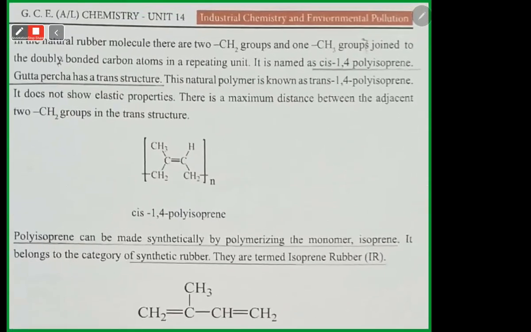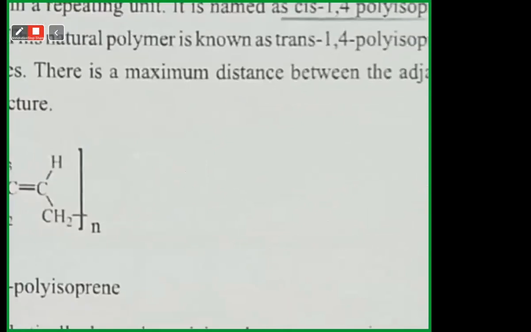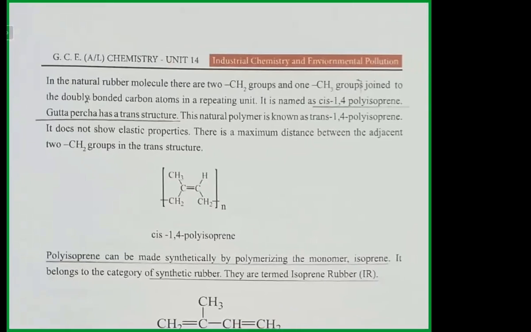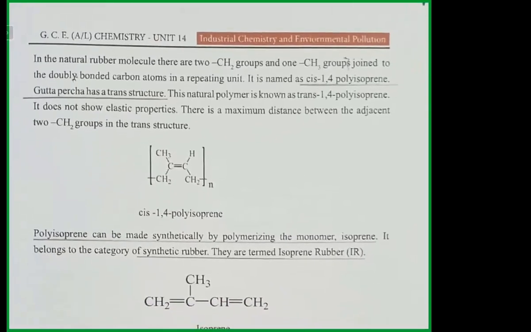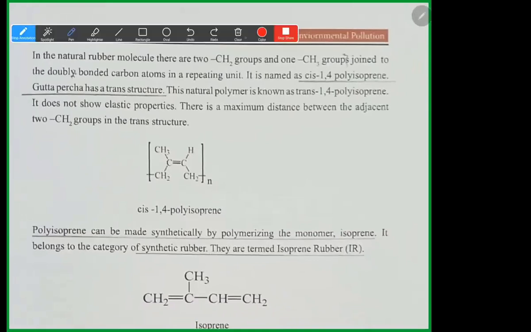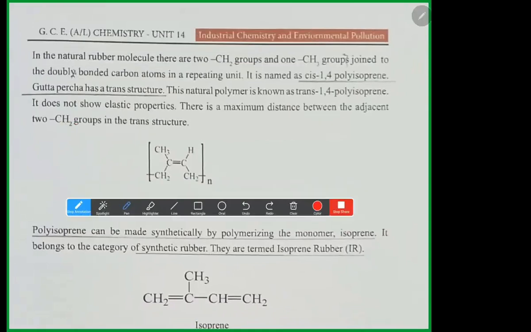All right. In the natural rubber molecule, there are two CH2 groups and one CH3 group joined to the double bonded carbon atoms in a repeating unit. It is named as the two CH2 groups are on one side. So we call it cis-1,4 polyisoprene.